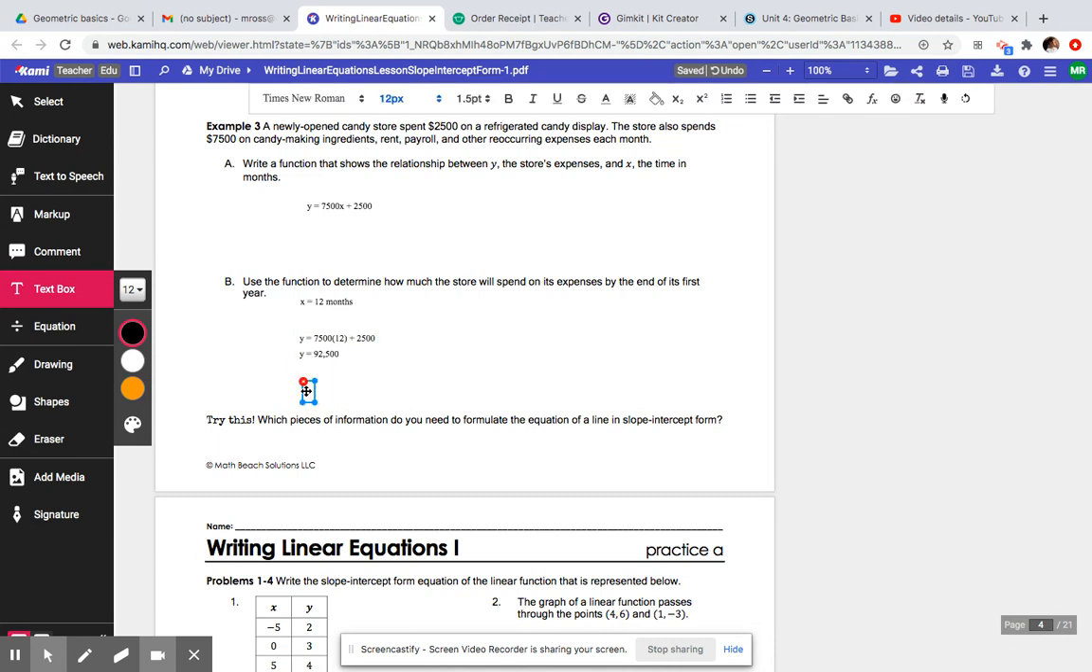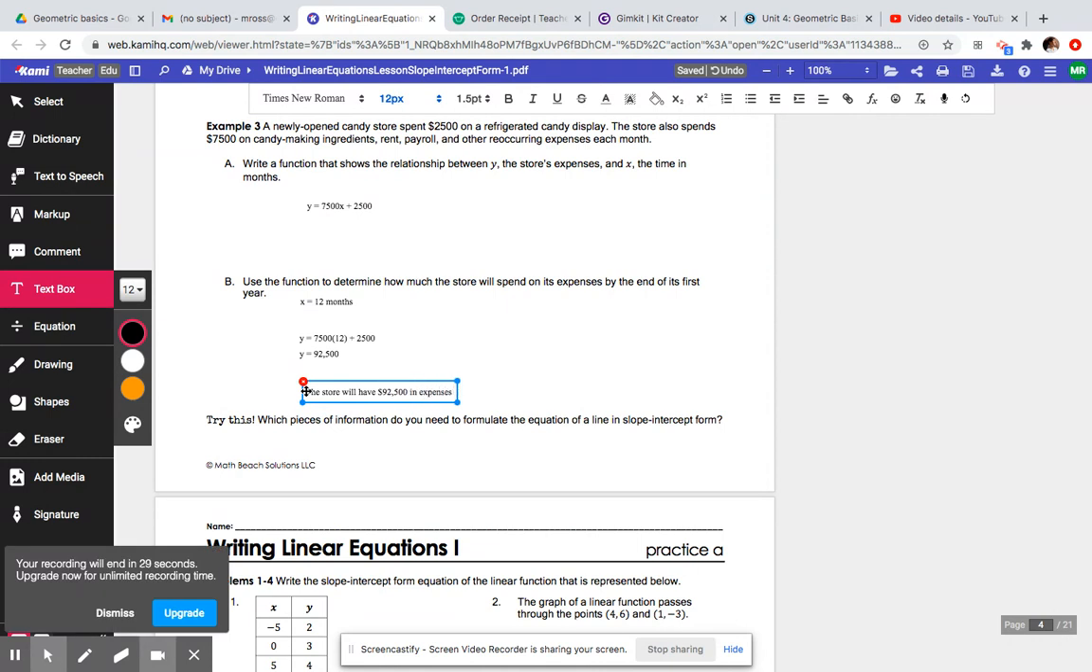So our final official answer would be the store will have $112,500 in expenses by the end of its first year.